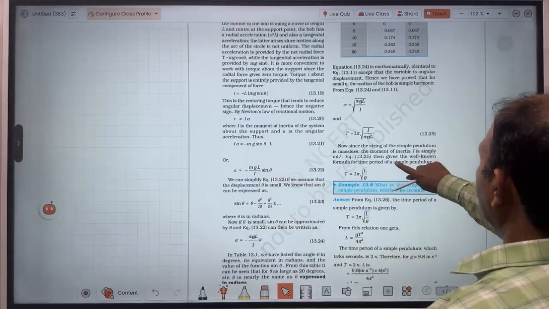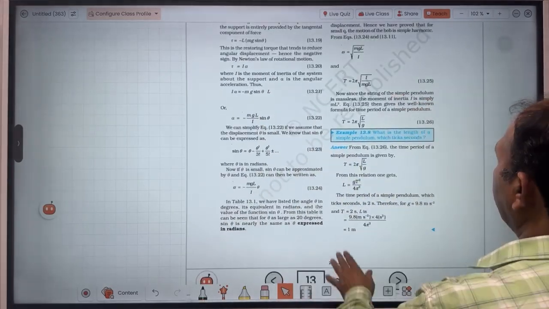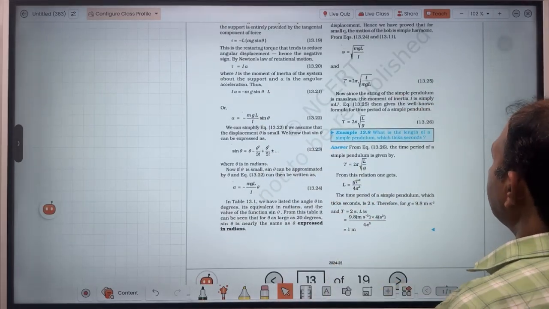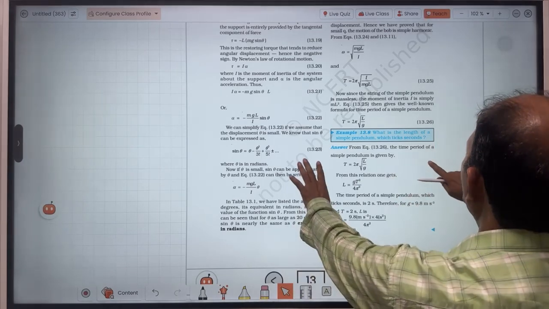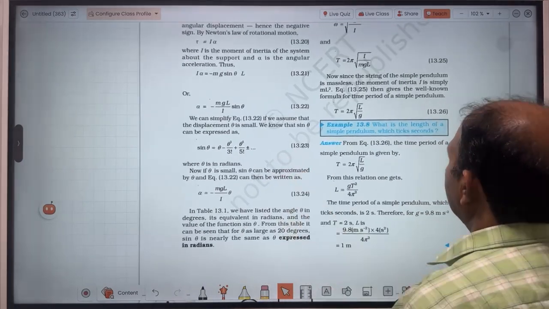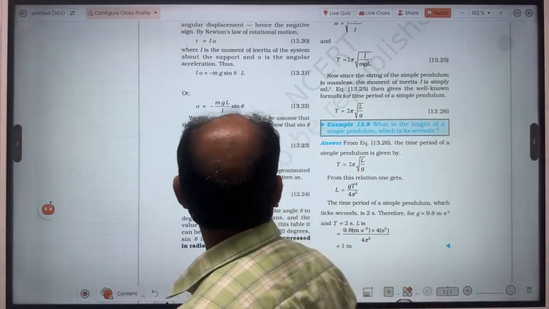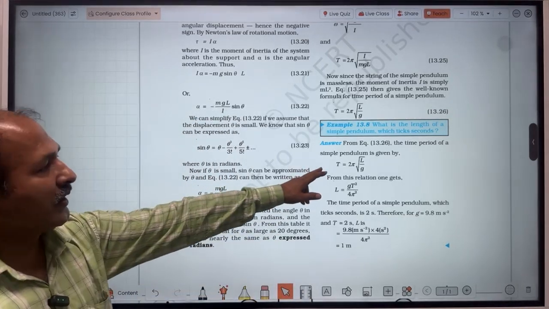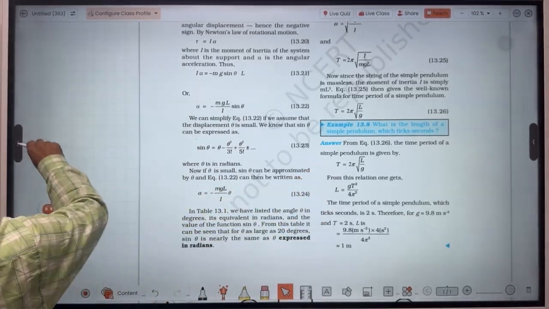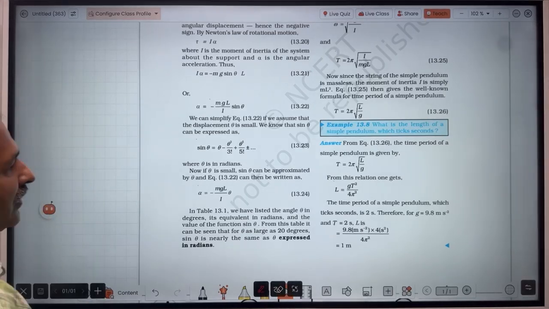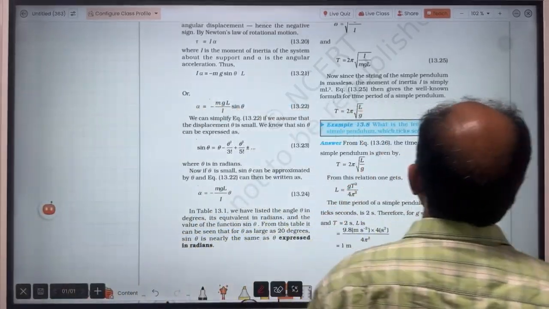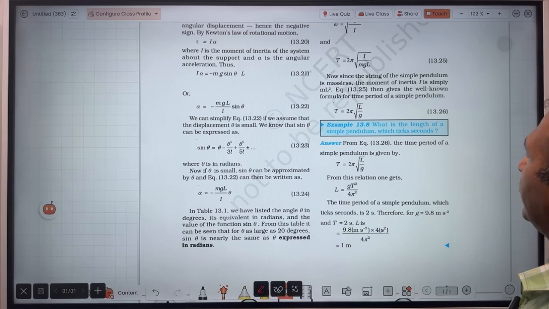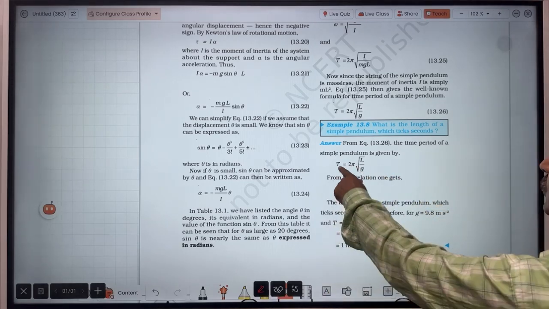So this is the final relation. Here, there is one important question. What is the length of a simple pendulum which ticks seconds? Ticks seconds means seconds pendulum. We are talking about its time period being 2 seconds. Formula is T equal to 2 pi root L upon g. Right. So here our concern is to find the length, so we can square it.